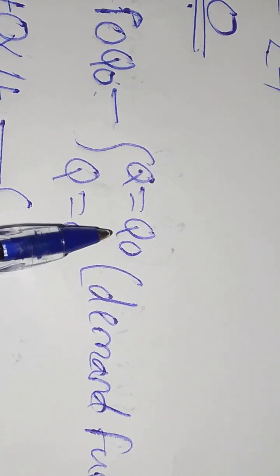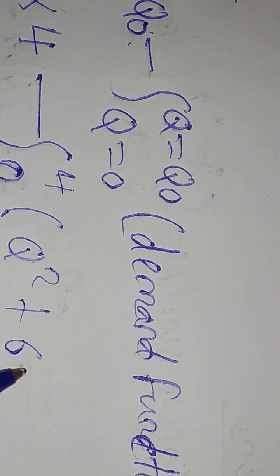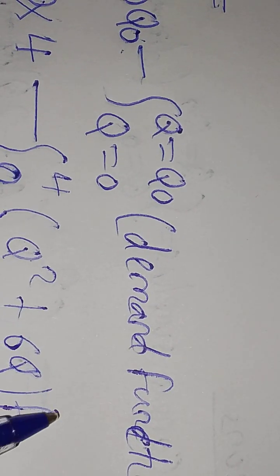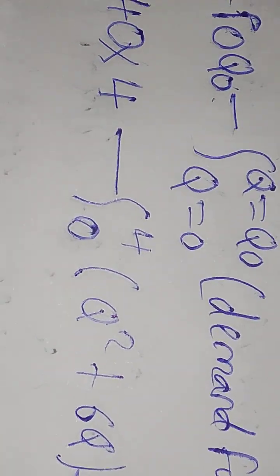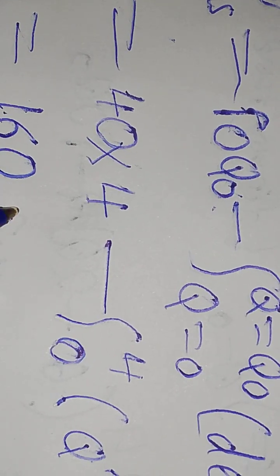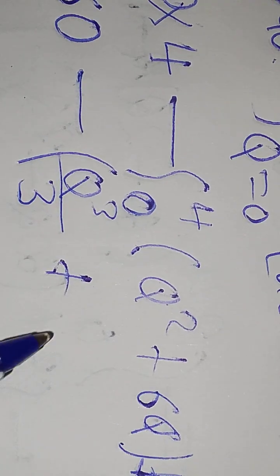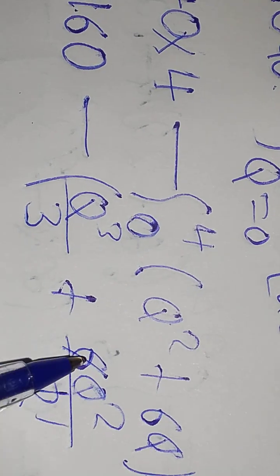Minus the integral. So what's our Q0? We have said it's 4 here, and we have 0 here. What's our demand function? It's Q squared plus 6Q dq. It is equal to, what's 40 times 4? It's 160, minus, integrating this one, you're going to have Q to the power 3 over 3, plus, integrating here, we have 6Q squared over 2. So 2 into 2 is 1, and 2 into 6 is 3.